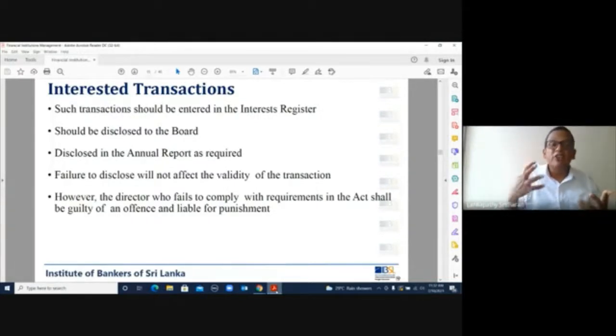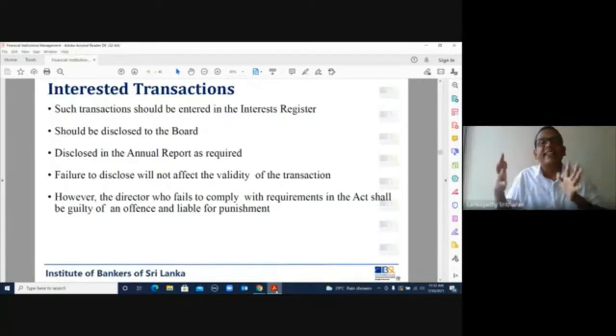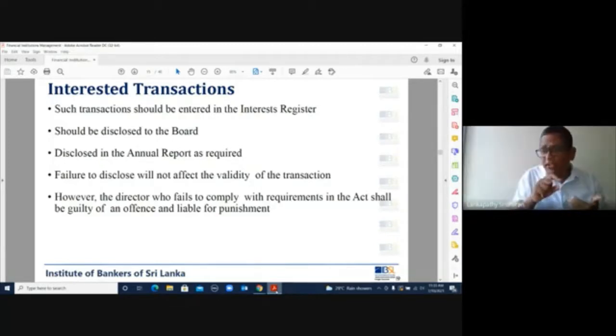To take the decision, actually what they have to do is the particular director should disclose to the board, look, I have an interest in this particular transaction. This is a director interested transaction. And these director interested transactions should be disclosed in the annual report as required. That's what I always say. I have already told you that those who have studied accounting and audit may know that in the annual report, there are notes to accounts. There are several notes to accounts. One of the notes is related party transactions. The related party transaction is more or less this director interested transaction. So this has to be disclosed in the annual report as required.